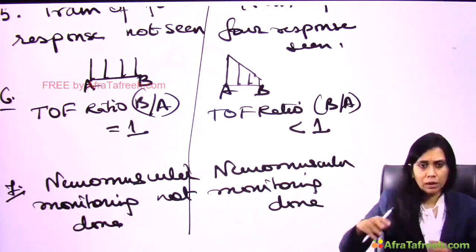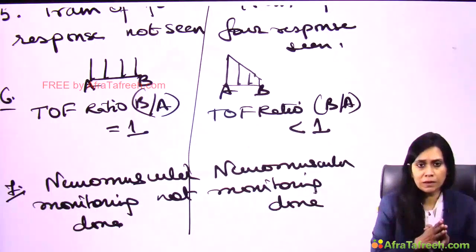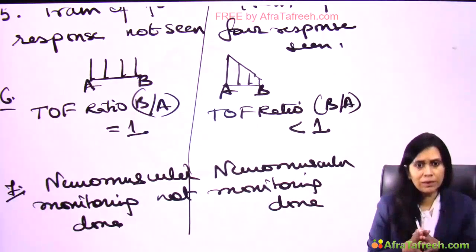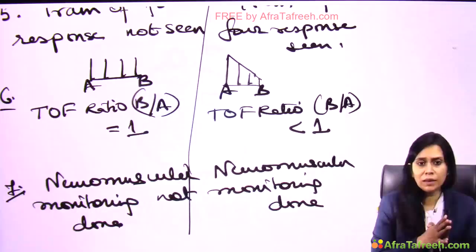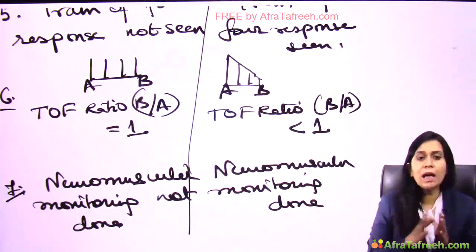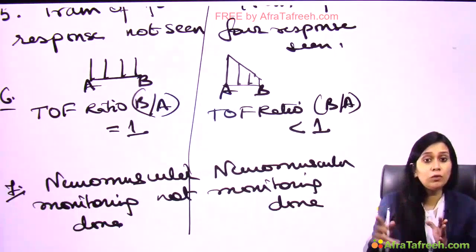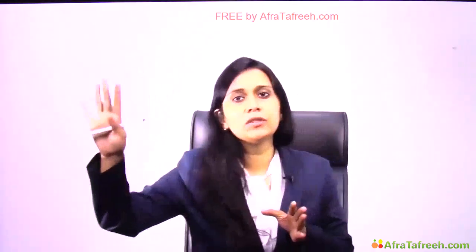Right, everyone? Train of 4 response is not seen in succinylcholine, seen in non-depolarizing. Train of 4 ratio is always 1 in succinylcholine, less than 1 in non-depolarizing. And neuromuscular monitors are only used for non-depolarizing. So guys, what was train of 4 stimulus? 4 stimuli of equal strength given at equal intervals of time. Now instead of train of 4 stimulus, I give a single stimulus, but a single continuous stimulus.